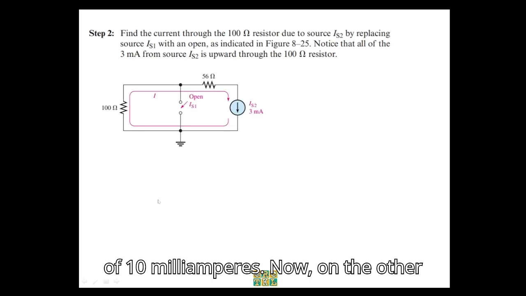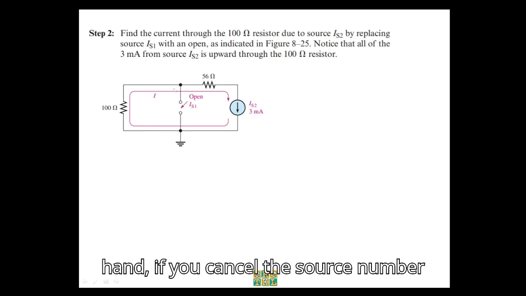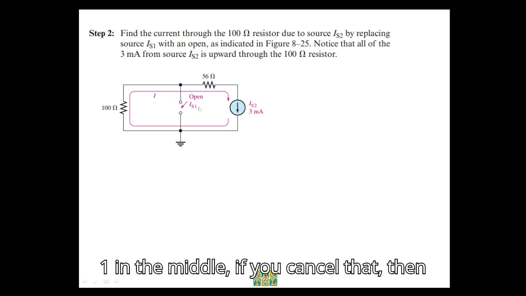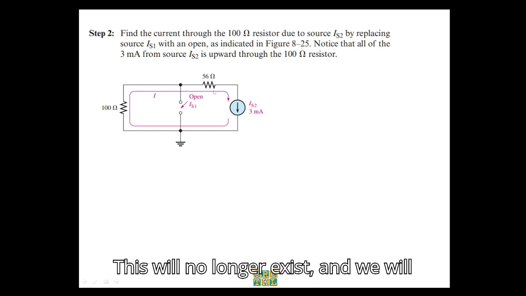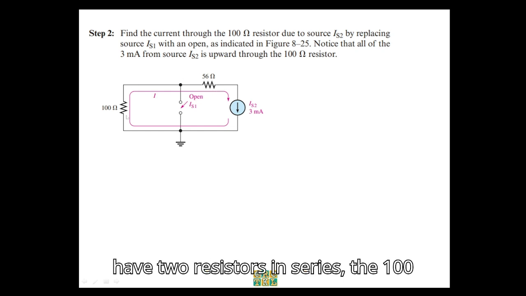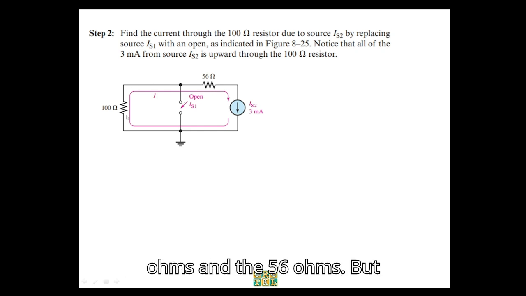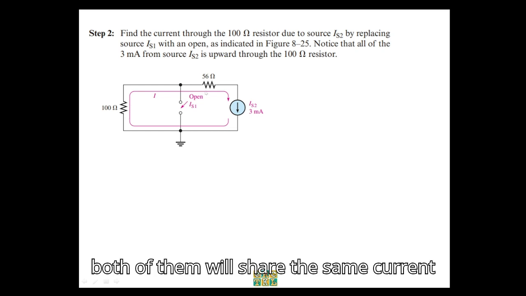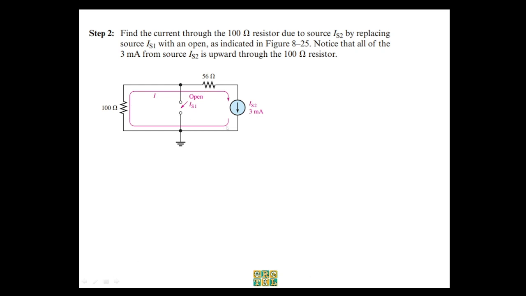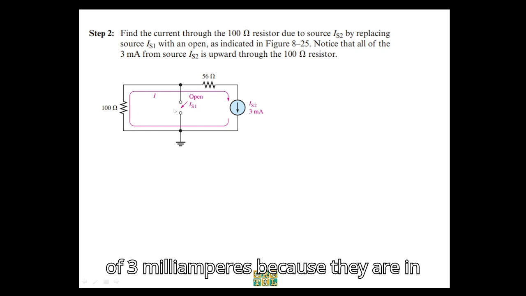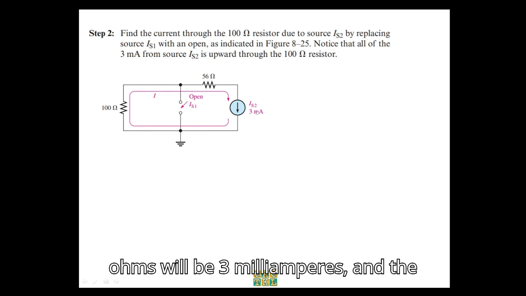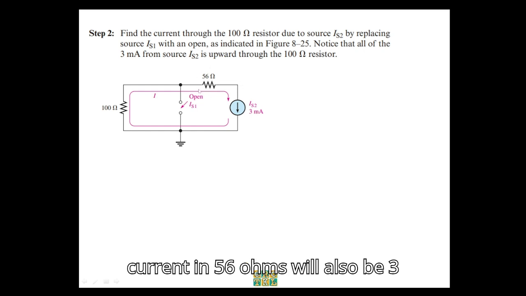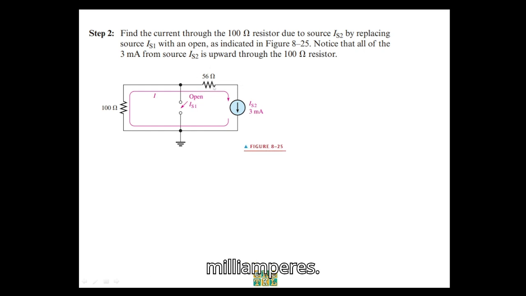Now, on the other hand, if you cancel source number 1 in the middle, then this will no longer exist and we will have two resistors in series, the 100 ohms and the 56 ohms, but both of them will share the same current of 3 milliamperes because they are in series. Therefore, the current in the 100 ohms will be 3 milliamperes and the current in the 56 ohms will also be 3 milliamperes.